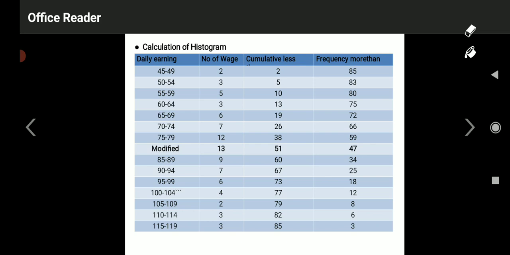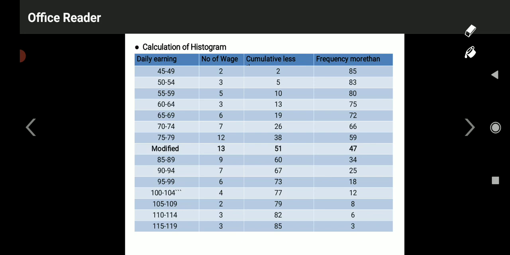total number of observations in all different class limits from the total value which is given in the frequency more than column. So at the end we are getting 3, for example. 3 is the minimum frequency more than and the maximum frequency more than is 85. So we have to find out cumulative less than as well as frequency more than before going to the calculation of histogram. You must have understood this particular part.